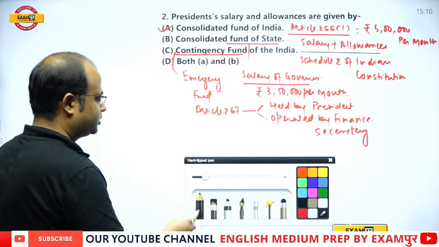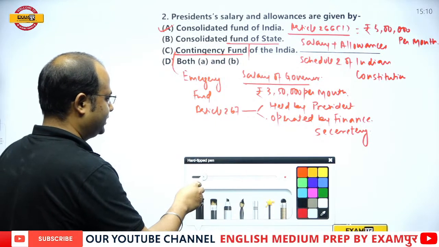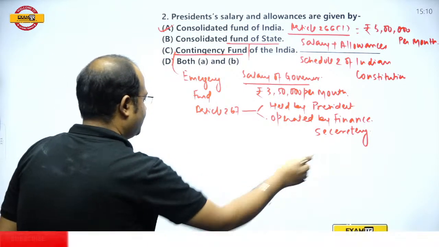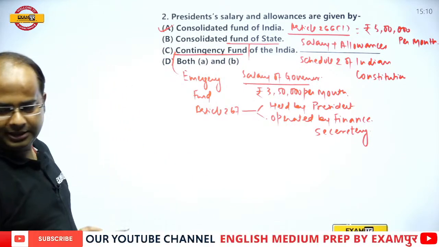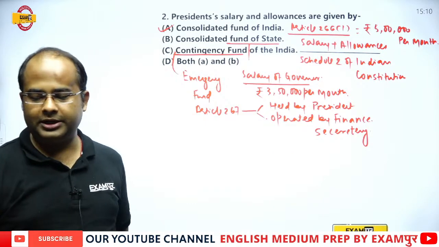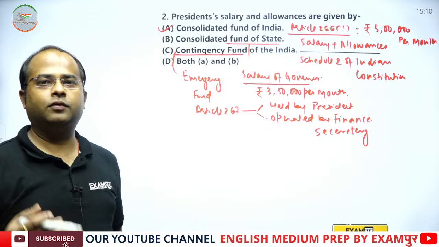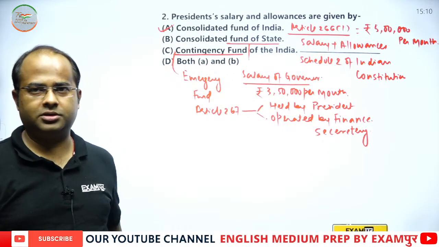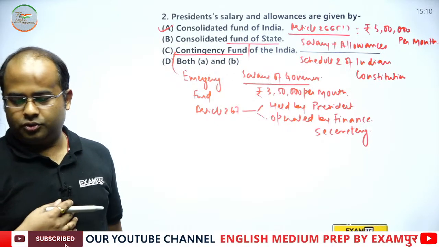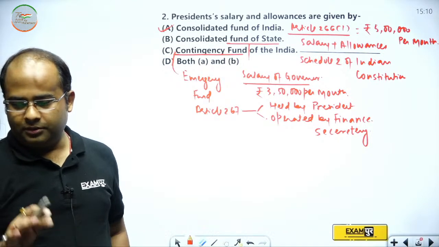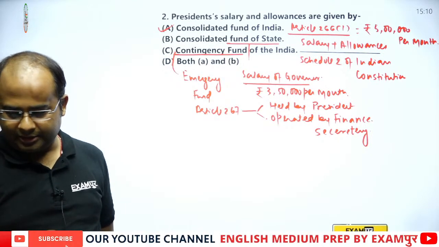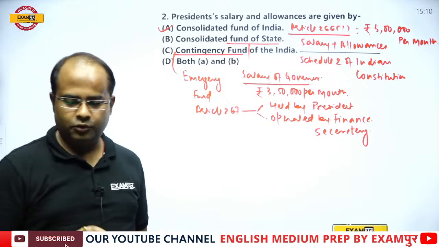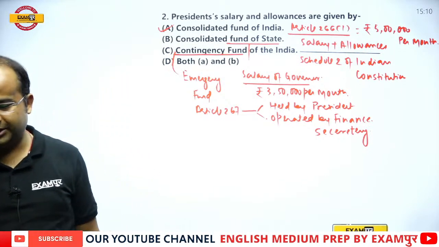I hope, my dear students, that should be clear to all of you. Is that clear to everyone, guys, about the Contingency Fund, the emergency fund? And you will find earlier the corpus was 500 crore, now it is around 30,000 crore. So is that clear to everyone about the President's salary? That is an easy thing. Now let's move to the next question.